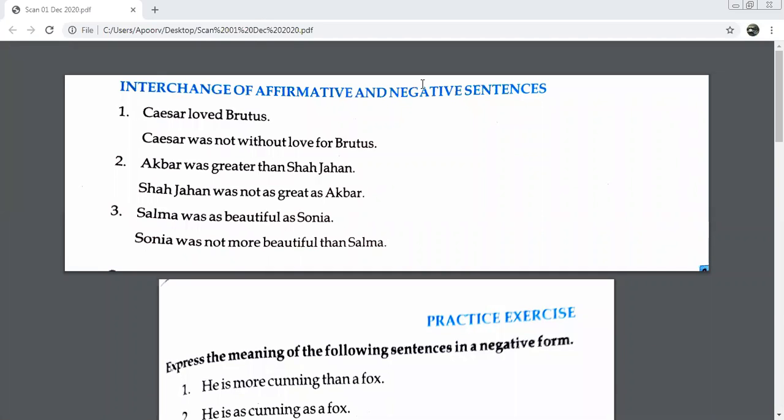So when you are changing the comparatives, it's going to positive degree. See, it was greater and it has changed into great. So when you're changing affirmative to negative here, you must have seen the change. The comparative degree is changing into which degree? It is changing into positive degree.